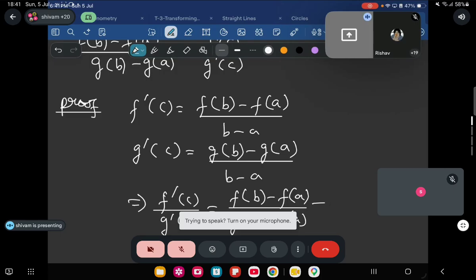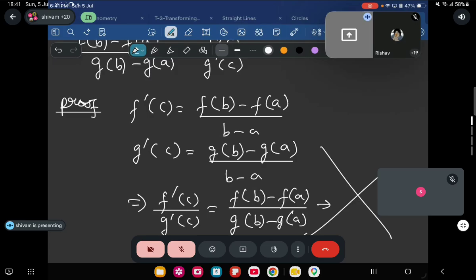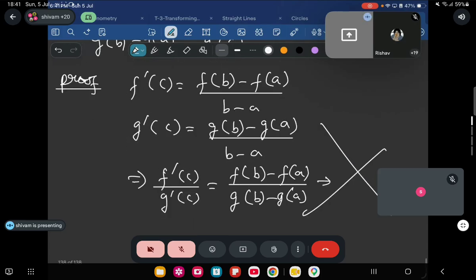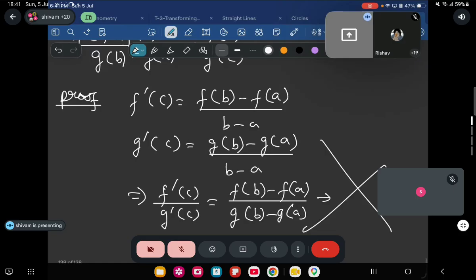Are people getting it? So this is just copying LMVT. Everyone understood? This proof is wrong. Can you tell me why this proof is wrong? First, do you think it will be so simple? What is the error in this proof? Raise your hand.